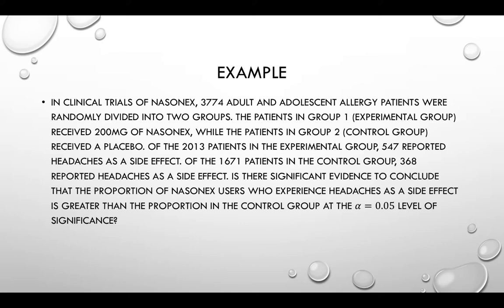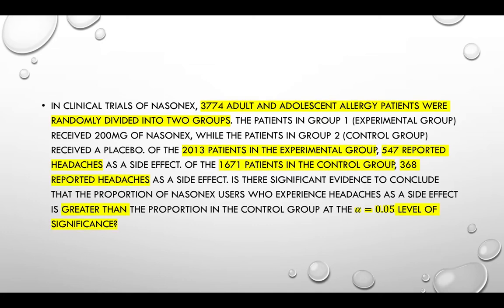So I'm going to go through and highlight all of the important pieces of information that I found in this problem. And there it is. So 3,774 adult and adolescent patients were divided into two groups. There were 2,013 patients in the experimental group, 547 reported headaches. There were 1,671 patients in the control group, 368 of those reported headaches. We have the words greater than, which is going to let us know whether we're doing a left, right, or two-tailed test. And our level of significance is 0.05.